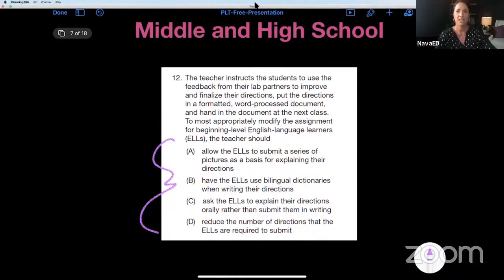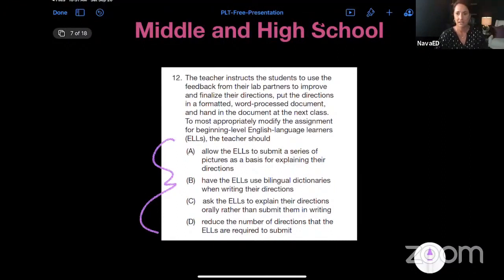Let's see what you guys got going on here. What do you think? This is an ELL question. Let me know what you think. I love wait time when teaching. It's just hard to do a lot of wait time when we're live. All right, we've got C, we've got A. This one's hard with ELLs because we want to modify instruction here.